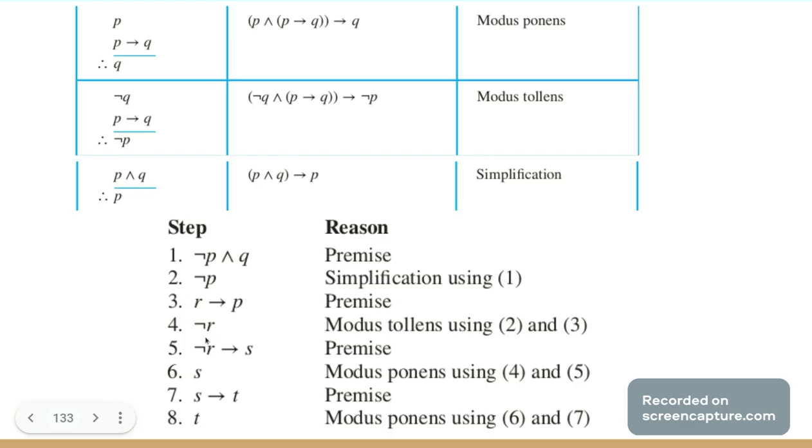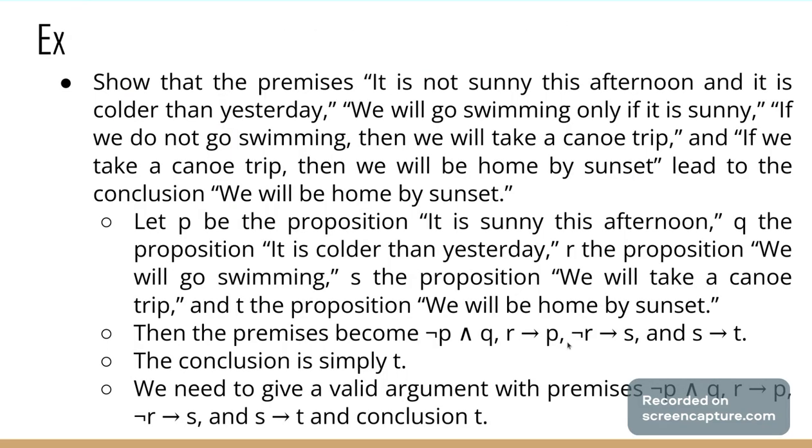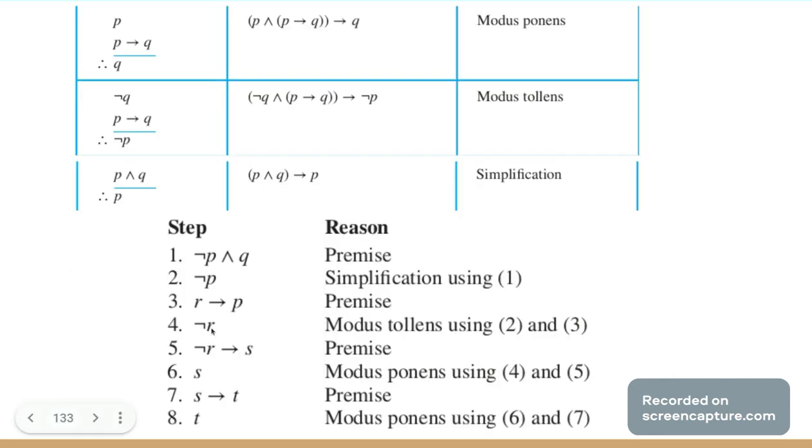Now let's take the next premise, not R implies S. So now we have not R and not R implies S. This is of the form P and P implies Q. This is modus ponens. When P is true and P implies Q is true, then Q is true. So here not R and not R implies S implies that S is true based on modus ponens.